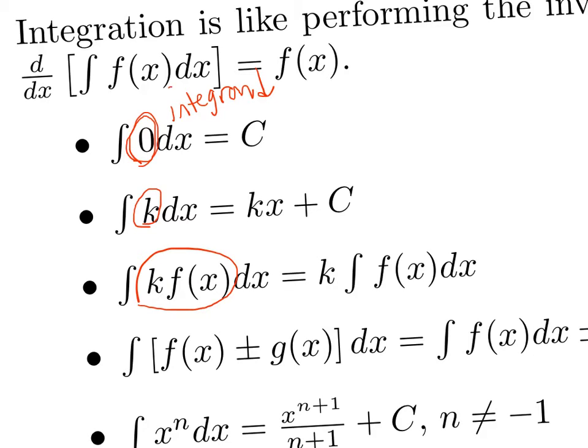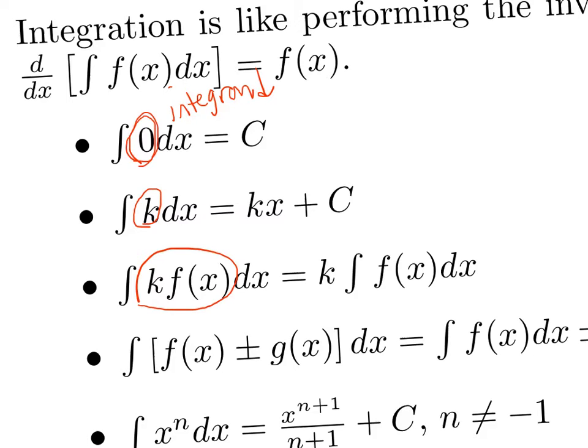When we look at the integrand, we're asking ourselves, the derivative of what gives me this integrand? So as we look at 0, the derivative of what gives me 0? Any constant. The derivative of a constant is 0. So that's why the integral of 0 dx, or the integral of 0 with respect to x, is equal to c, a constant.